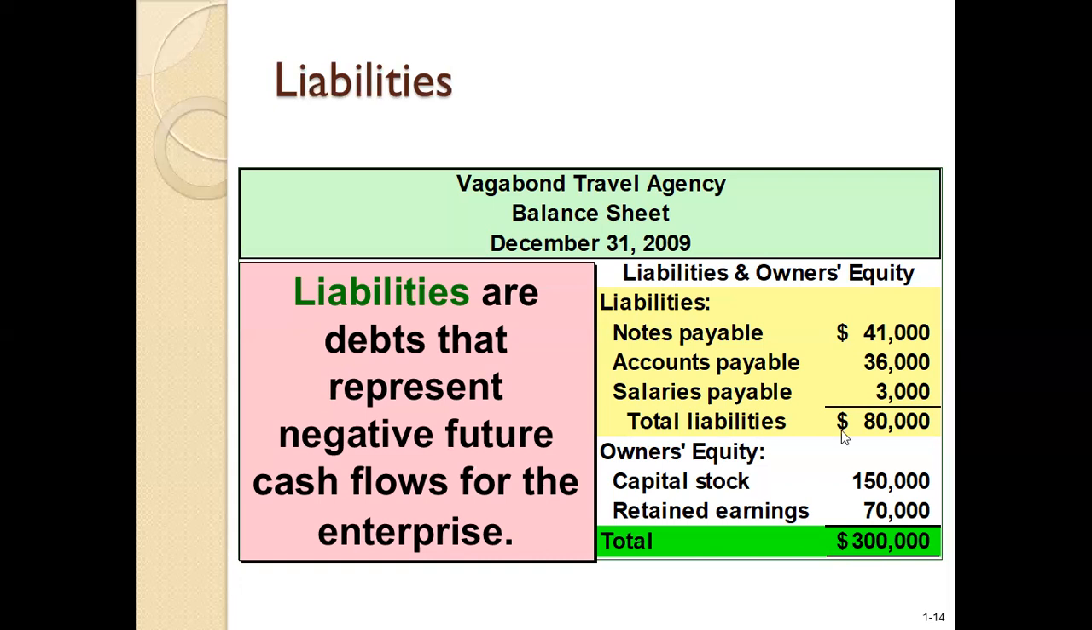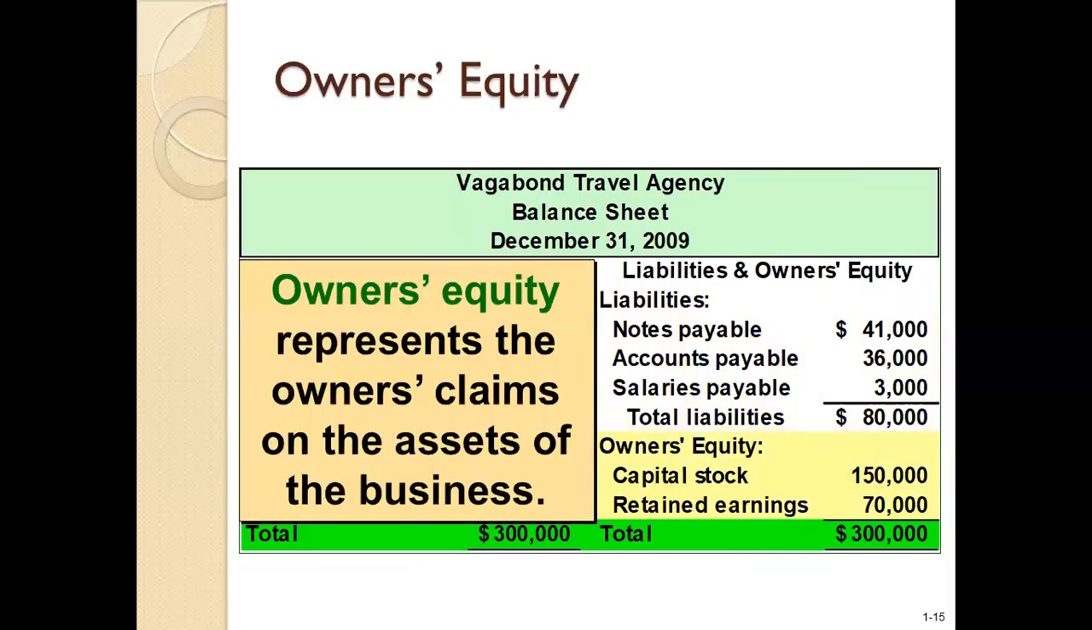And then we have the last section, which is your owner's equity. Owner's equity is the owner's claim on the assets of the business. In other words, it is the amount of money that is invested by the owners of the business. And you can see over here, there are two main categories: capital stock and retained earnings.